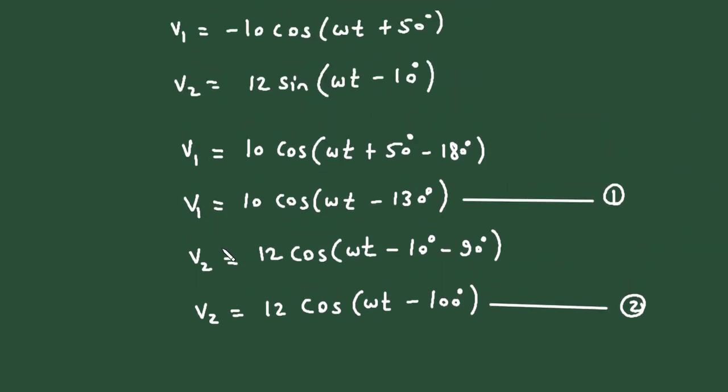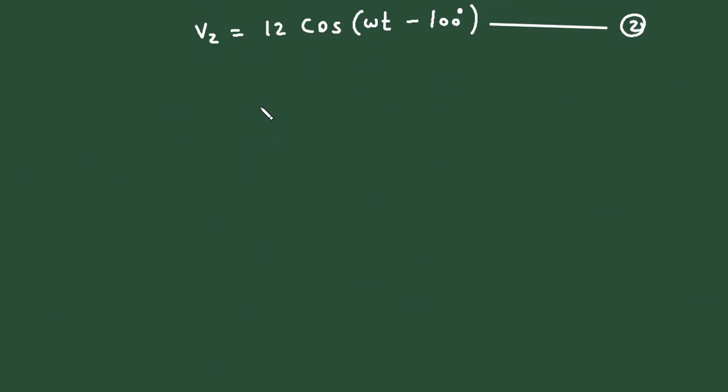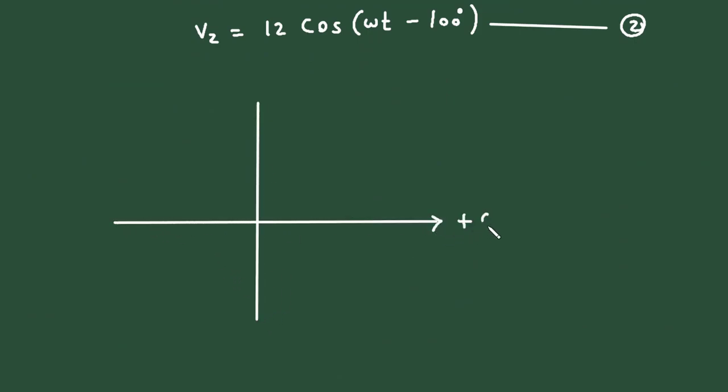Now we got V1 and V2 in cosine form. So now let's draw it on this graph. So here this is plus cos omega t, again this is minus cos omega t, and this is plus sin omega t, and this is minus cos omega t, and here this is minus sin omega t.